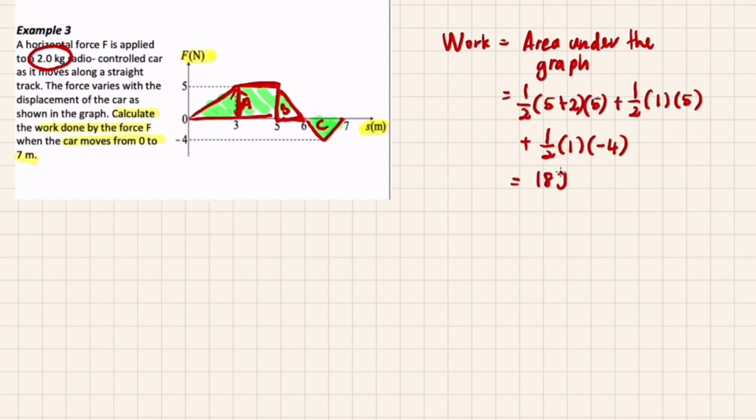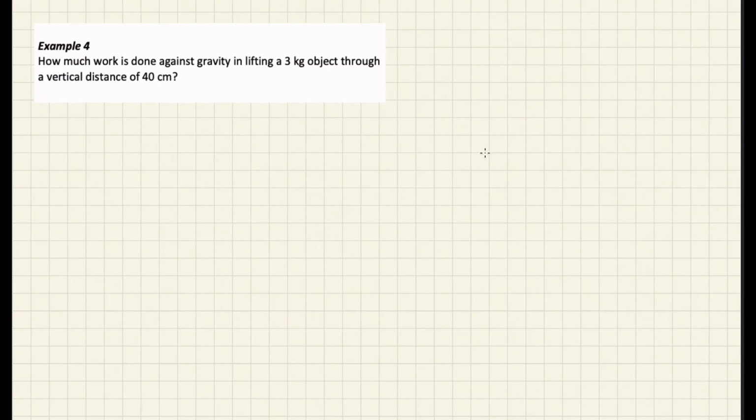So that is example 3. You have to remember work equals area under the graph, and you must write this because there are marks for it. So work equals area under the graph. That is example 3, quite straightforward. Next, we continue with example 4.